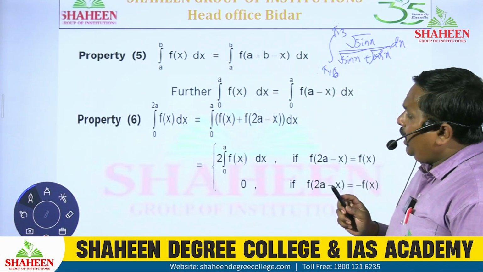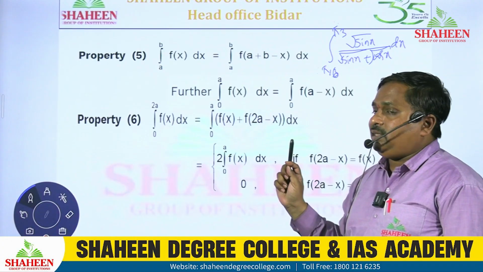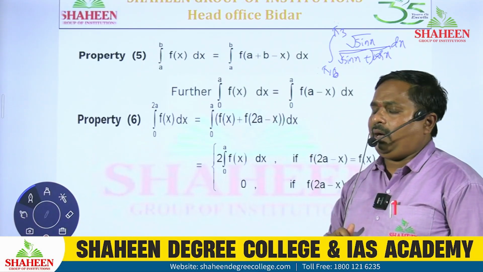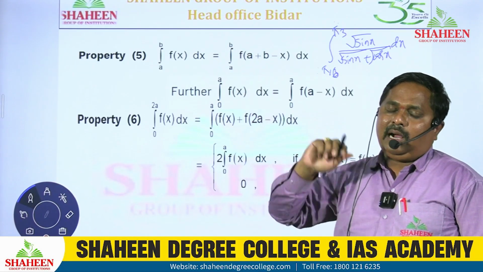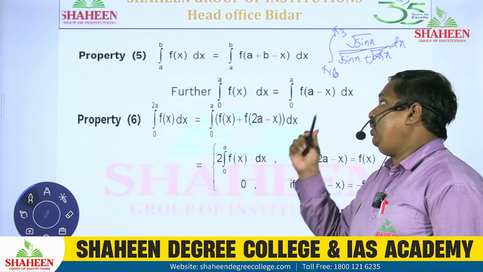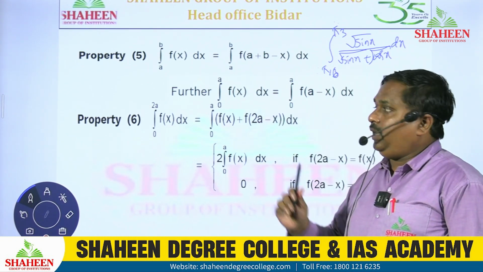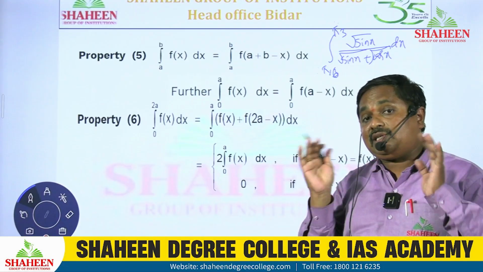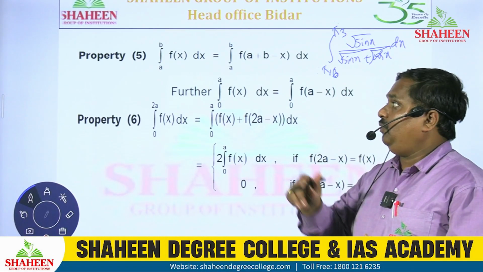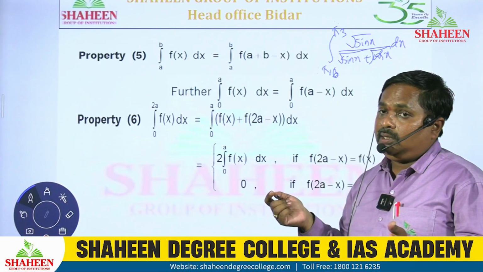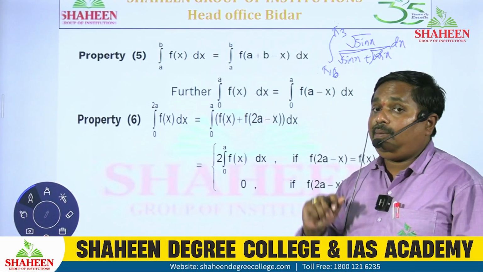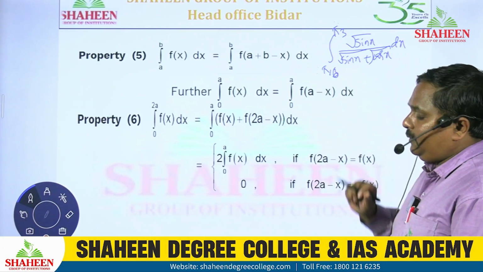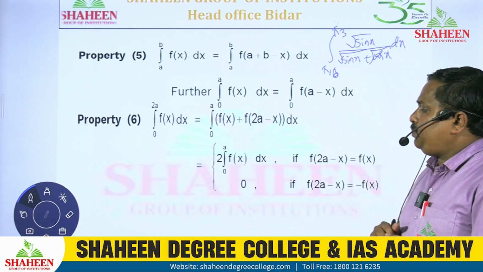It means that if the sum of the limits is a multiple of 90 degrees, then we can use this property. Here the lower limit and upper limit are not multiples of 90 degrees, but their sum is a multiple of 90 degrees, so we use this property. Or if the lower limit is 0 and the upper limit is any multiple of 90 degrees, then we can use this formula. Next, property number 6.